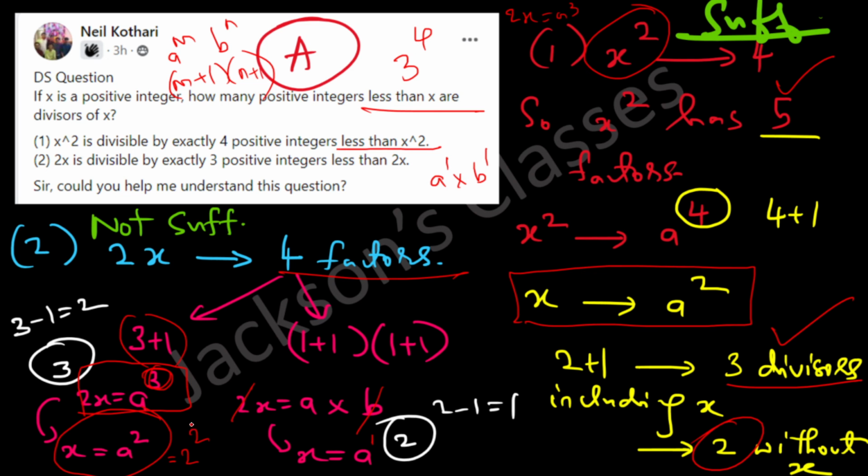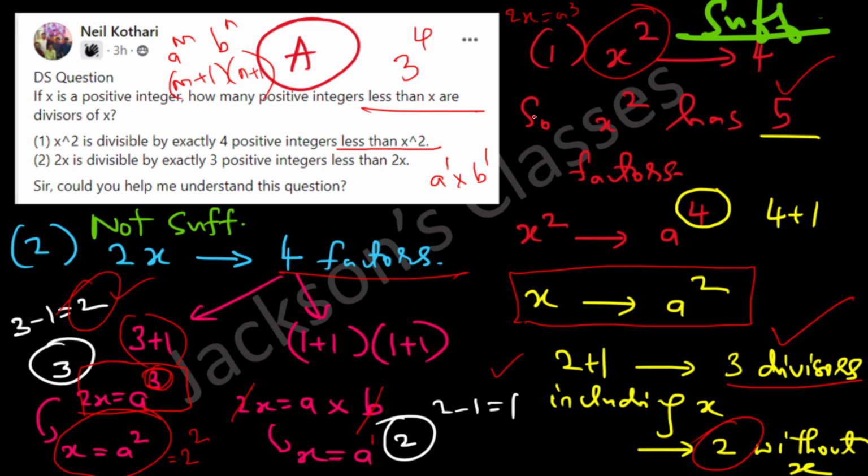All right, now if x is of the form 2 squared, then x will have 3 factors, right? 2 plus 1 is equal to 3, that's including x, right? So if we exclude that, there will be 3 minus 1, that is 2 factors. Now if x is of the form a to the power 1, then it will have 2 factors, this 1 plus 1, right? So excluding x, there will be 2 minus 1, 1 factor. So there are 2 possibilities, 2 and 1, if you take only statement 2 alone. So statement 2 alone is not sufficient, and statement 1 alone is sufficient.